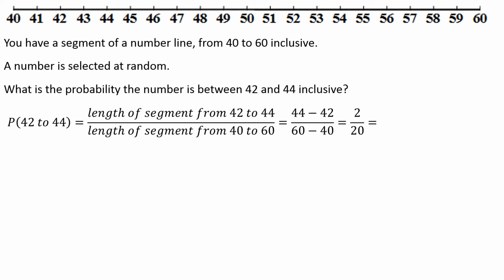So if I try to count the individual numbers, I would have 3 over 21. But that's not what is happening here. I need the length of those segments. From 40 to 42, that has a length of 2. 40 to 60, that has a length of 20. That reduces to 1/10. All right, so if you're working with a segment of a number line, make sure you're actually finding the distances and not just counting individual numbers.